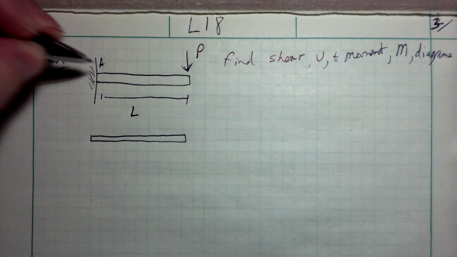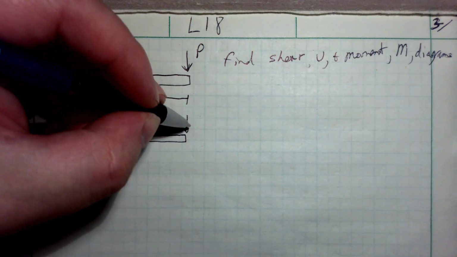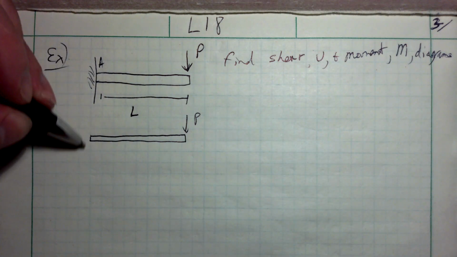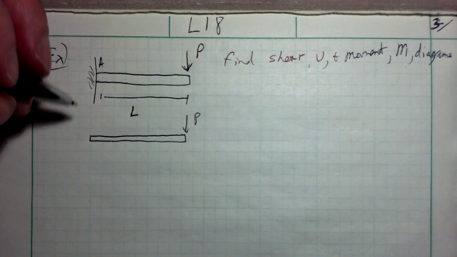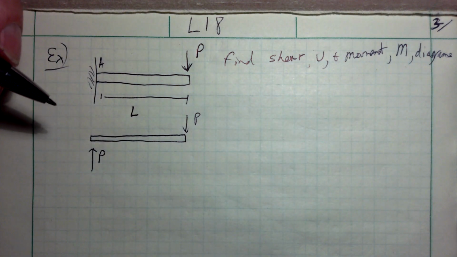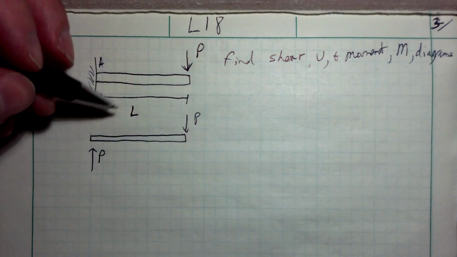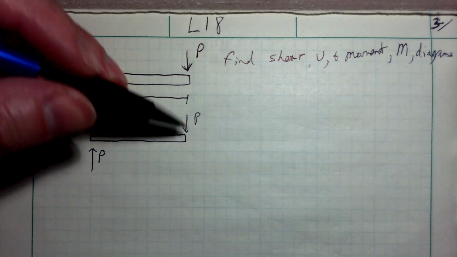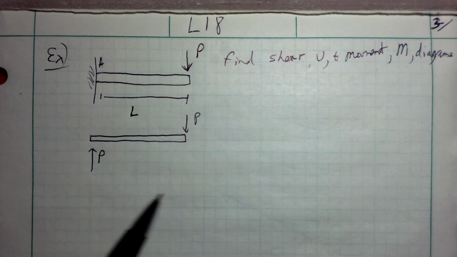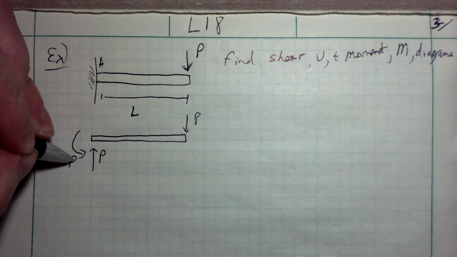So if I call this point A, and notice that I'm applying force P over here. So I've got a fixed support here. I would have an X, Y, and reaction moment. There's no need to draw an X because there are no X loading forces. So I have a force P to counteract this one. This is going to cause a clockwise moment. So I would need a reaction moment L times P.